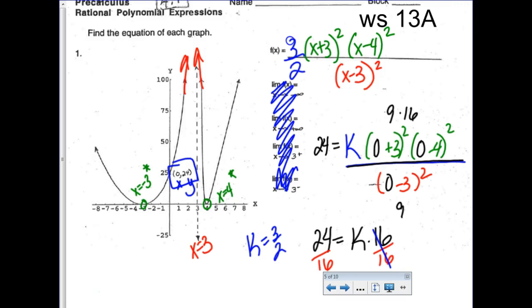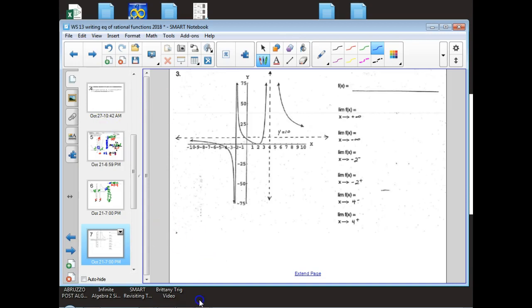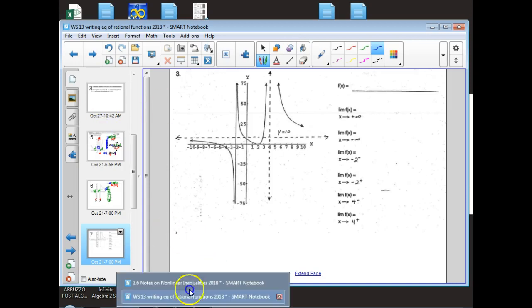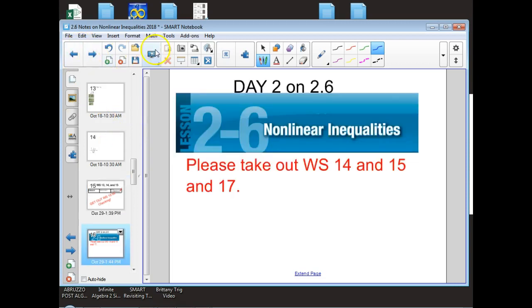Okay, put worksheet 13 aside. We'll try to finish it up maybe tomorrow. And then could you please find worksheet 14? And I believe we're on the back of worksheet 14.